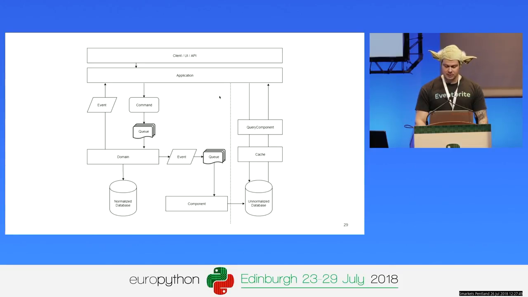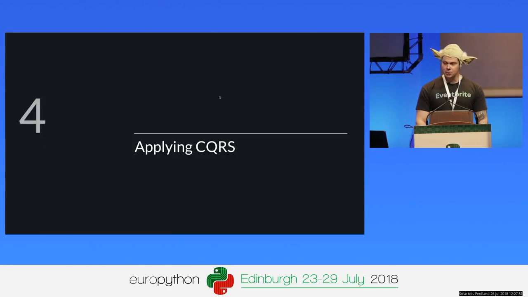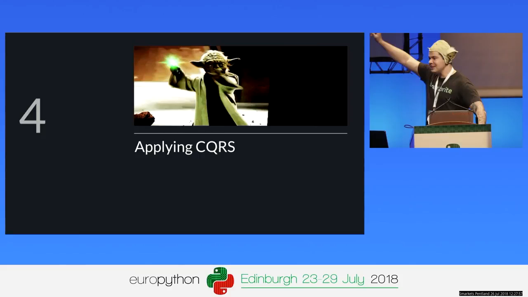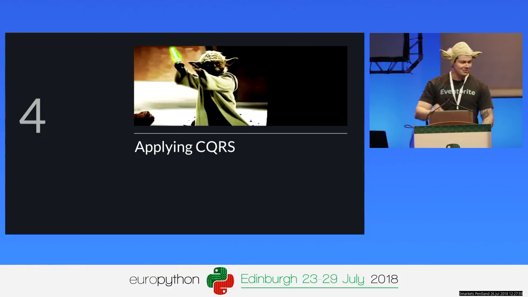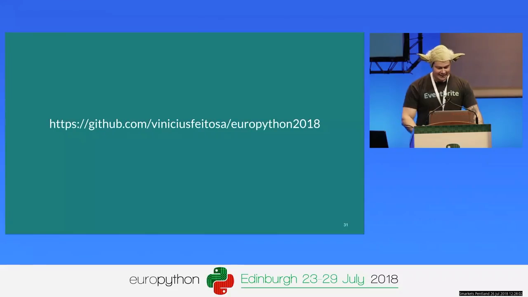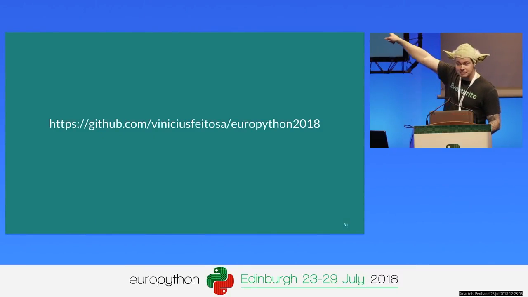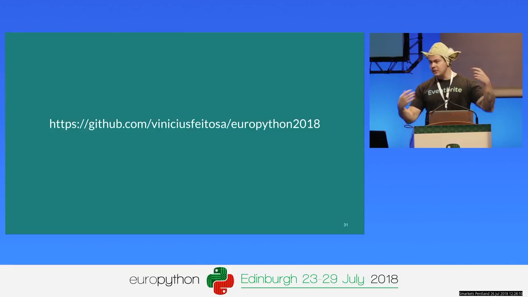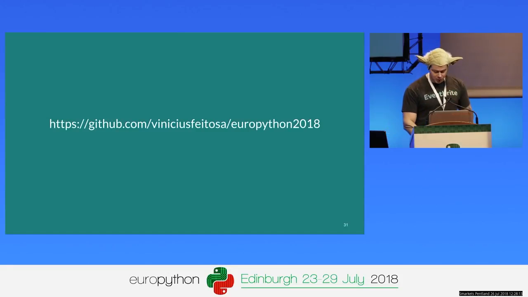So let's figure out something here. Applying CQRS, how? If there is a talk, there is live code. So all the code is on this link. There is a small Dockerized project using CQRS. It's totally didactic, just for EuroPython. You could download this and do some experiments. I'm using the Nameko framework in this example, with Docker, Mongo, Postgres, and RabbitMQ.